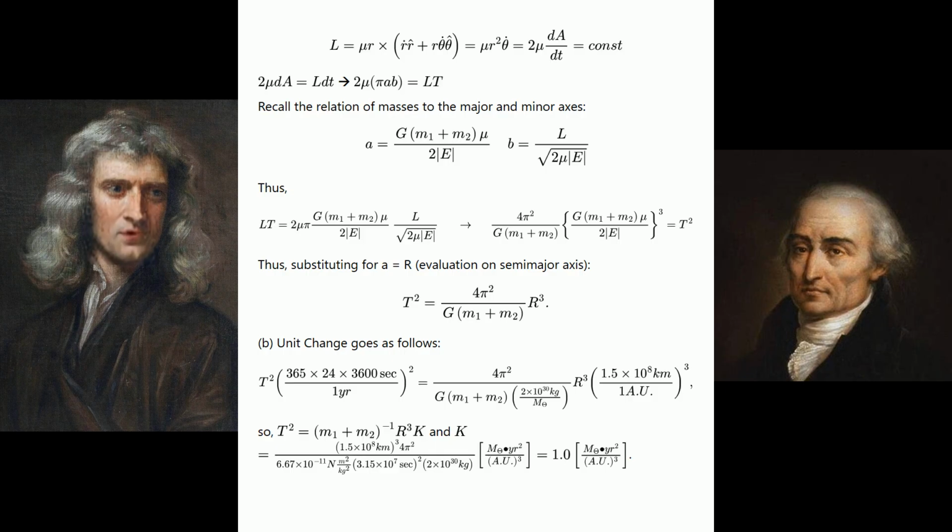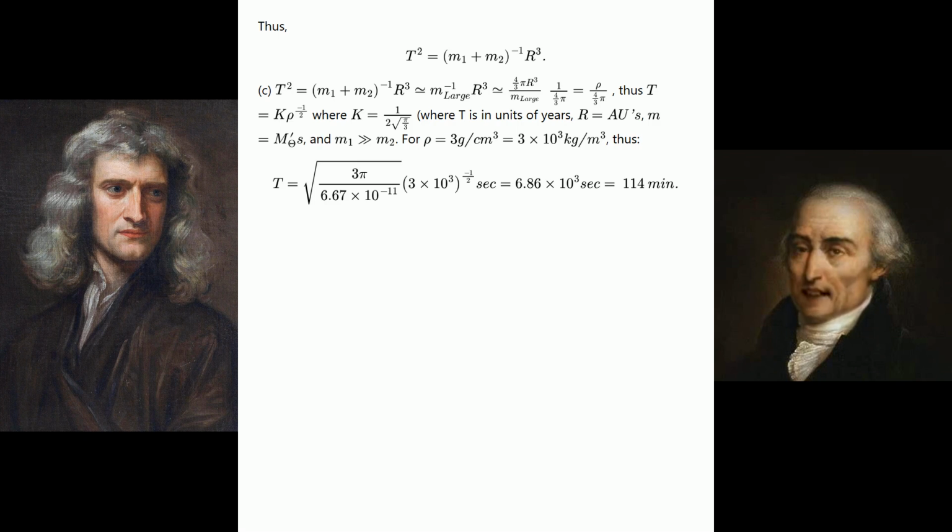See the equation shown. So, T squared equals (m₁ plus m₂) to the minus 1 power times r cubed k, and k equals the fraction with numerator 1.5 times 10 to the 8th power km cubed times 4π² and denominator 6.67 times 10 to the minus 11 power m³ over kg s² times (3.15 times 10 to the 7th power s) squared times 2 times 10 to the 30th power kg times [m in solar masses, r in AU cubed] equals 1.0 times [m in solar masses, r in AU cubed]. Thus, see the next equation.